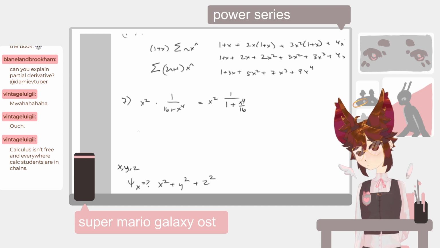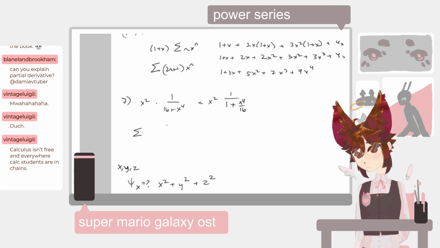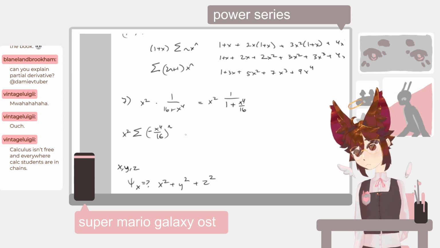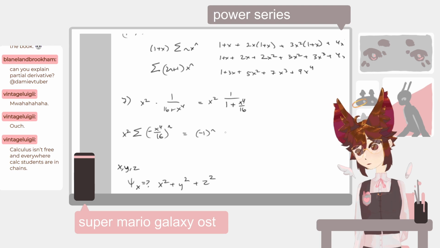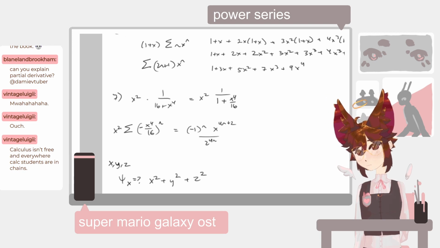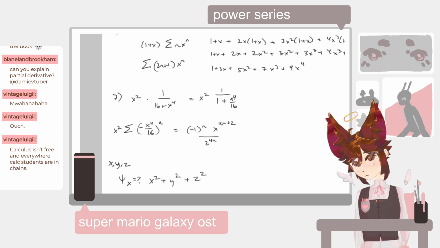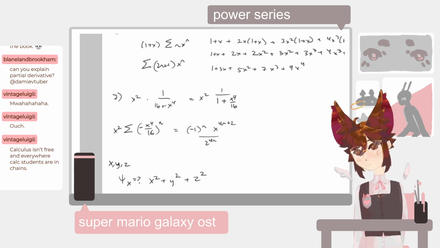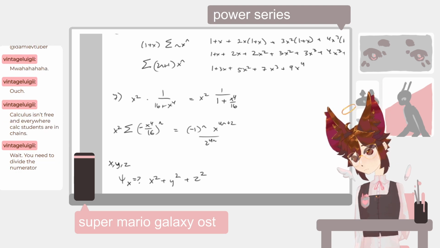Okay, so we have 1 over, so we'll have negative x to the 4th over 16 to the n times x squared. It's gonna be negative 1 to the n x to the 4n plus 2 over 2 to the 4n. I think that's everything. This isn't right. I'm gonna be so mad. What number was this? 7? I think I figured out 7, but we're just gonna go with it.